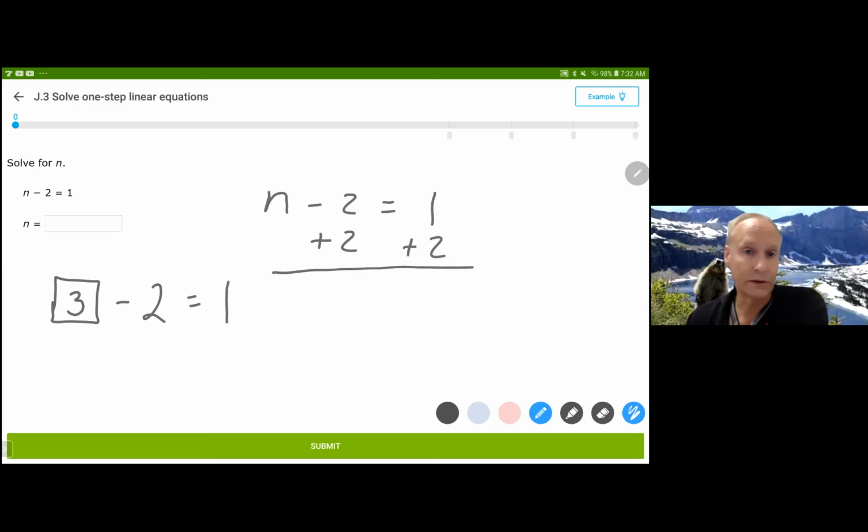So I'm going to tell you, you need to do the opposite to both sides. And I will explain in class and on other videos why this is so important. But basically what I've done is add 2 to both sides of my equation. This gives me n plus 0 is equal to 3. And that is the correct way to do this problem.